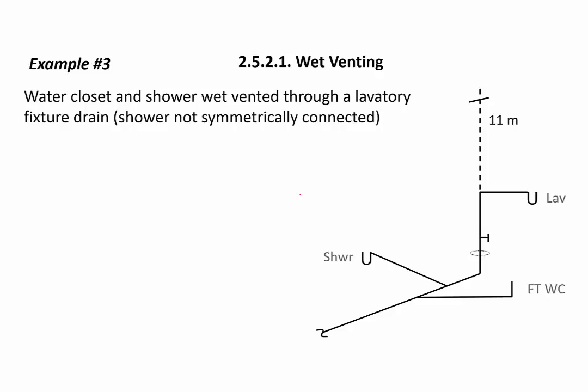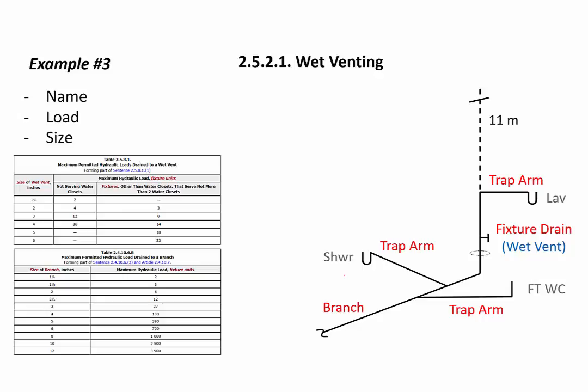Okay, next example, we've got the same three fixtures, but we do not have the shower symmetrically connected. So we're going to see how that affects the loading here. We're going to start with naming. Same names, we've got our trap arms, branches, etc.